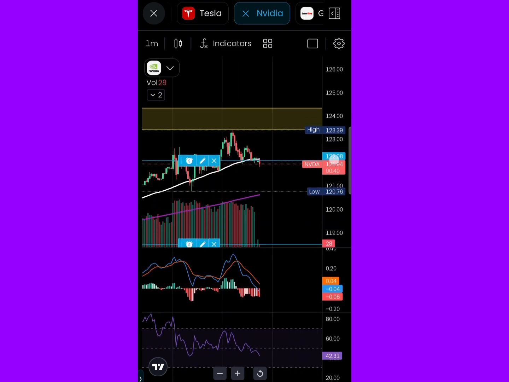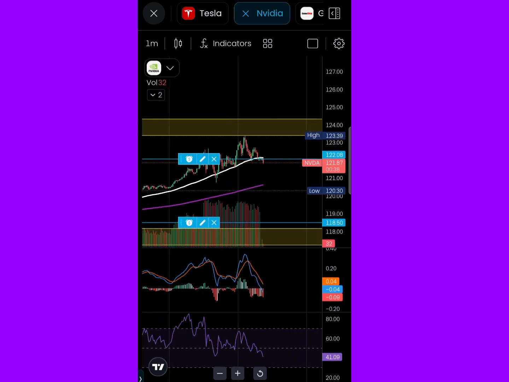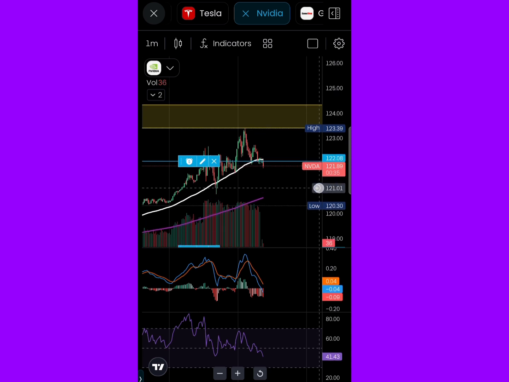Yeah, they're really fighting over this. See, it may drop as low as here. I'll put another price alert here, 121.